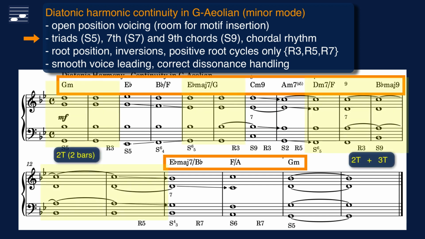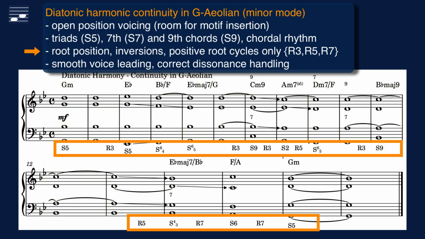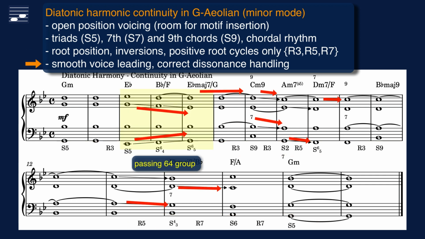The harmonic rhythm is no longer one bar for each chord. We find root and inversion position chords. The example is based on positive diatonic root cycles only. There is one passing 6/4 group in measures 3 to 5. Voice leading is smooth, mostly stepwise with correct dissonance handling.